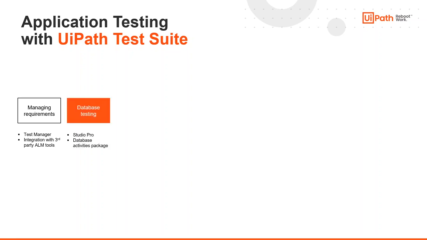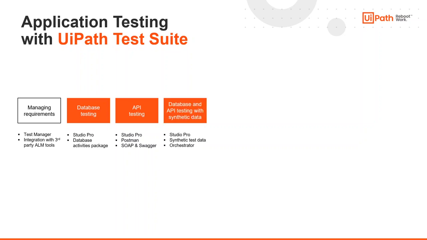You can start creating test cases as soon as the database is set up with the dedicated activity package in Studio Pro. When the API is ready, it's time to leverage Studio Pro to automate SOAP or REST services, like WSDL or Swagger. You can do it directly, or by making use of our Postman integration, if the developers already created assets there.